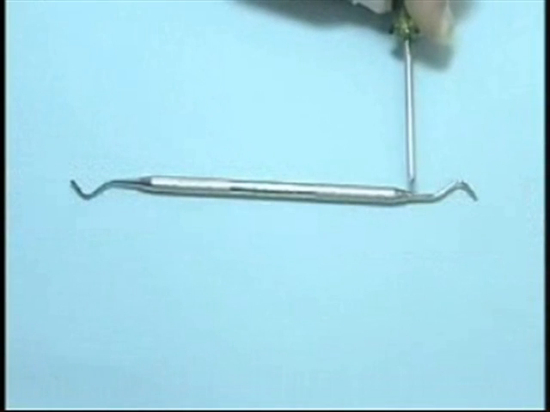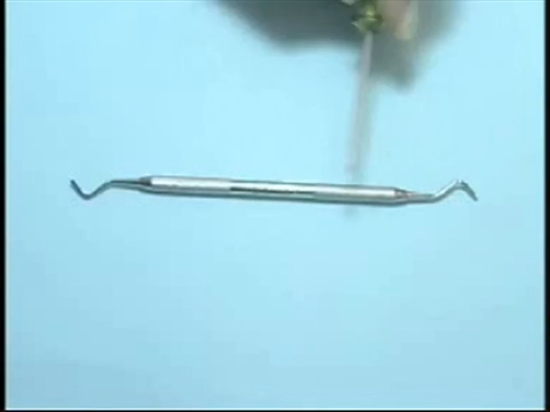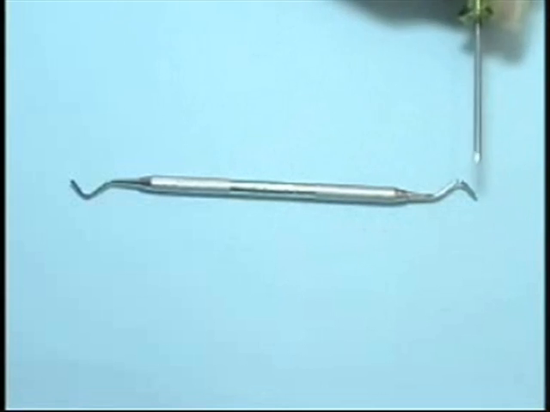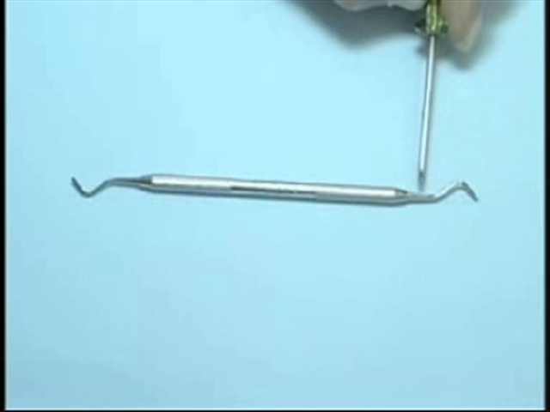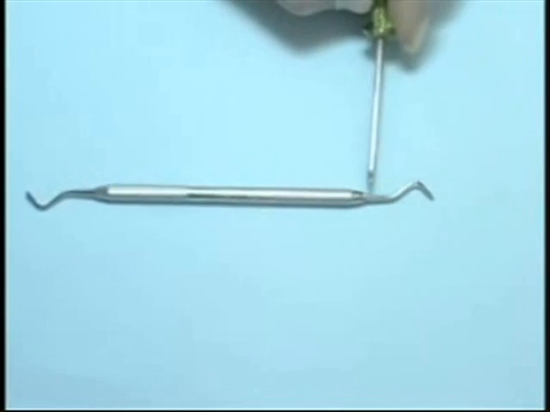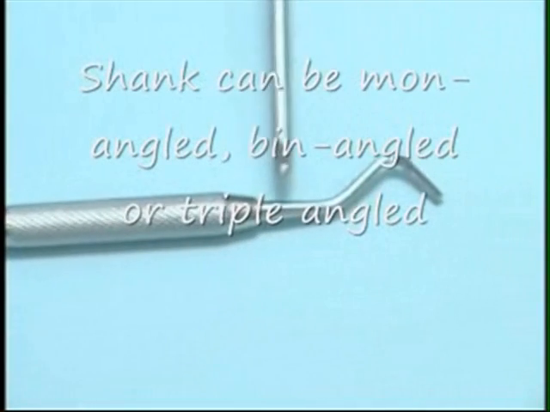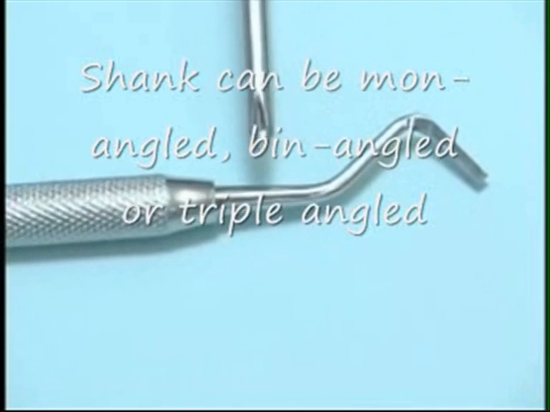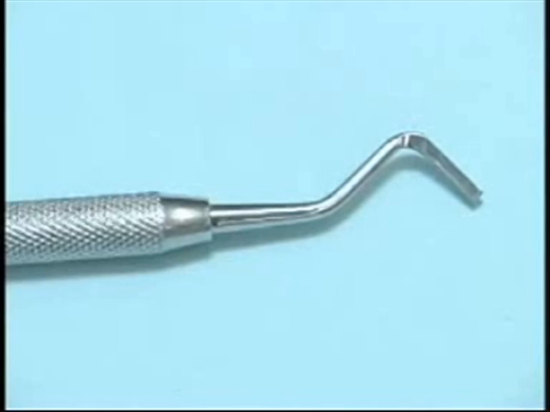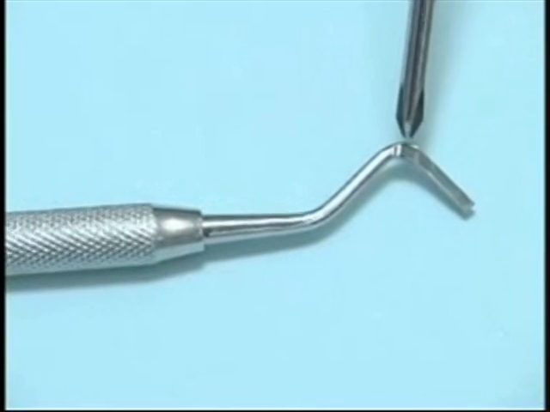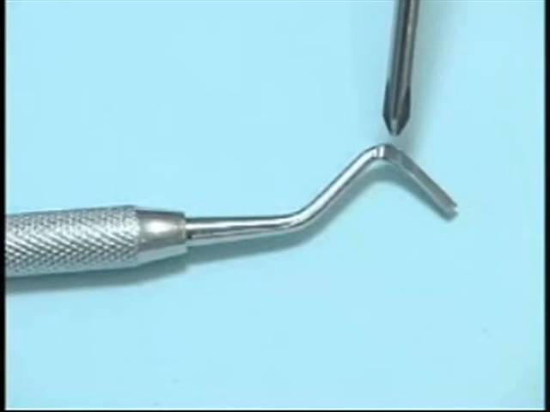The next section is the shank. It connects the handle to the blade. The shank may be straight or angled. If it is angled, the shank may be mono, bin, or triple angled. The angulation provides for access and stability. The blade is the last section. It is the working part of the instrument.